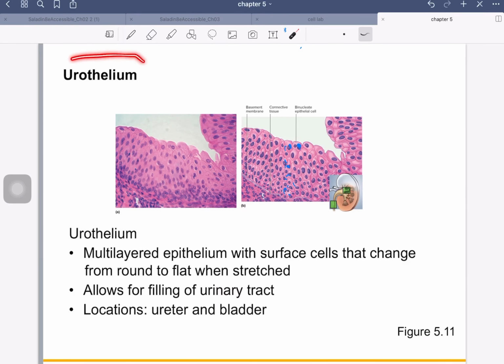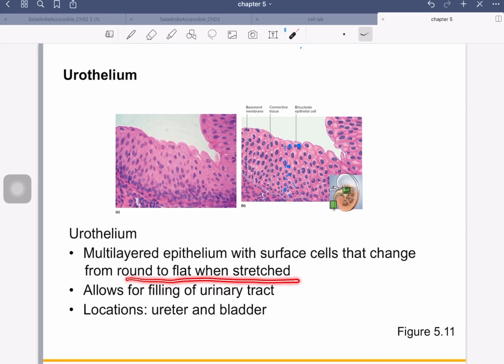And the last one we're going to look at is the urothelium. It used to be called transitional epithelium. It still is in many books. This is a multi-layered epithelium, and the surface cells actually change from round to flat when it's stretched. Because look where this is. Let's take the best example.